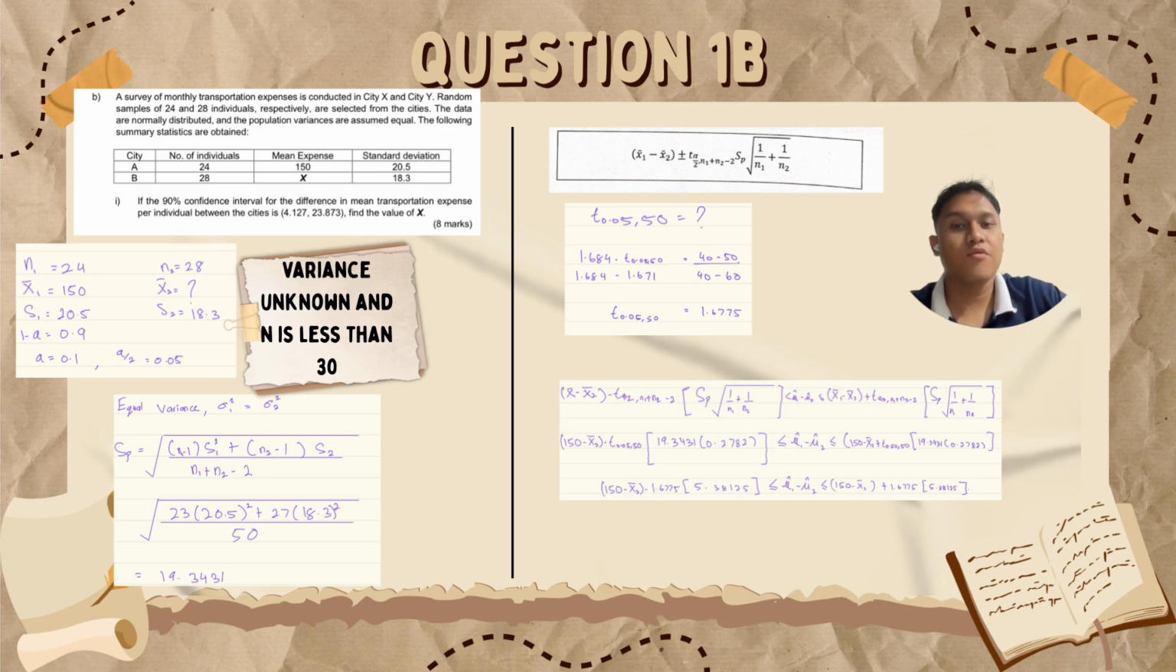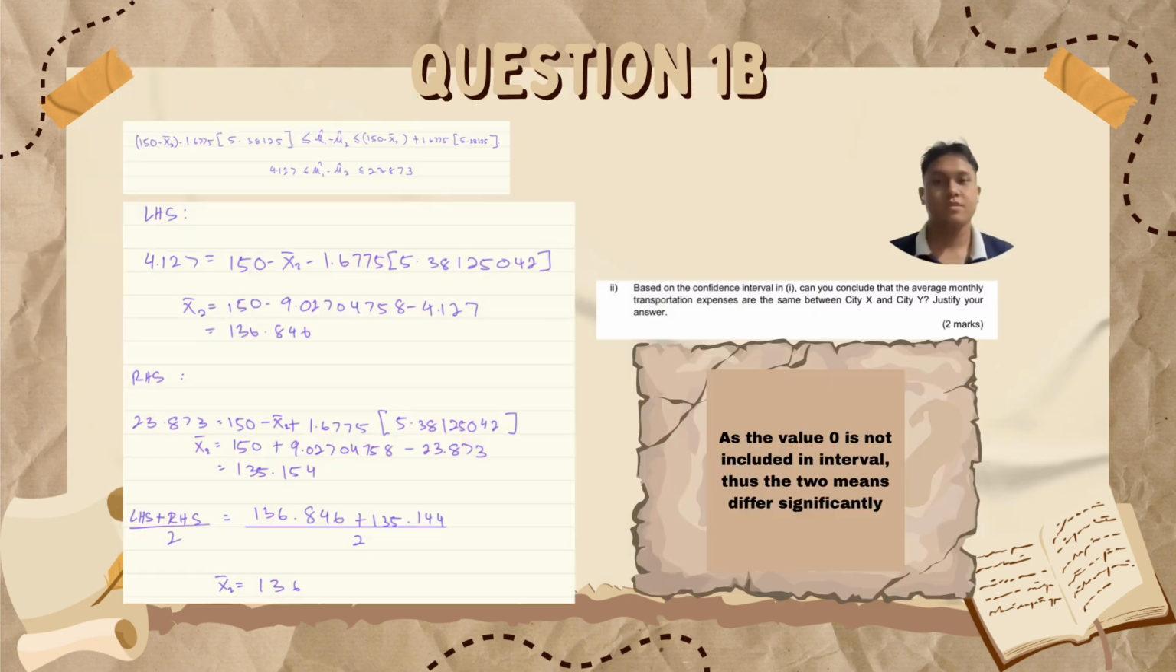So moving on to the right, we'll see at the top there is a formula for the t distribution, and then we need to find our t distribution value by using interpolation, and we'll get the answer is 1.6775. Next, we will put every information in the formula. After we have finished putting everything inside the formula, we need to read back the question, and we know that 4.127 is less than or equal to mean 1 minus mean 2 and less than or equal to 23.873.